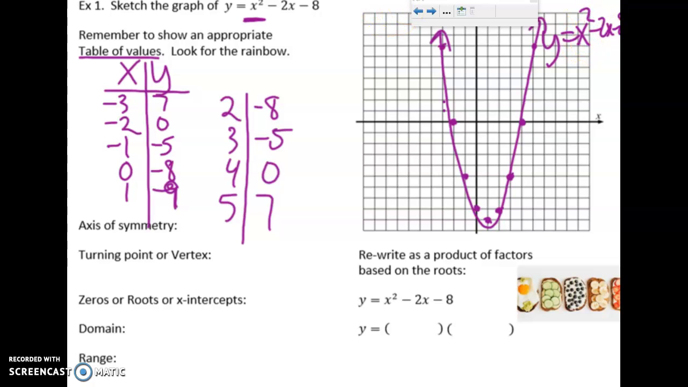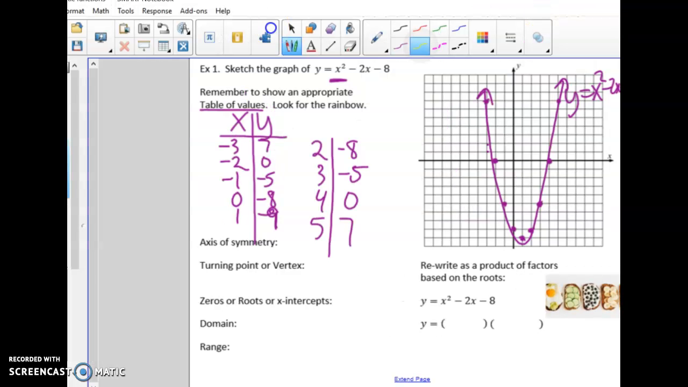Okay, so now let's talk about what we need to do today. One is identify the axis of symmetry. So I'm going to use some cooler colors here. Axis of symmetry is the line that I can draw right down the center and split it into 2.